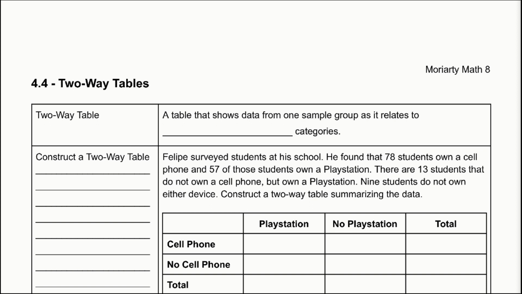So today this is actually supposed to be Monday's lesson, but I figured with me being out today would be probably the best time to do this because it's easier than the other lesson that we had. So this one's called two-way tables. A two-way table is a table that shows data from one sample group as it relates to two categories.